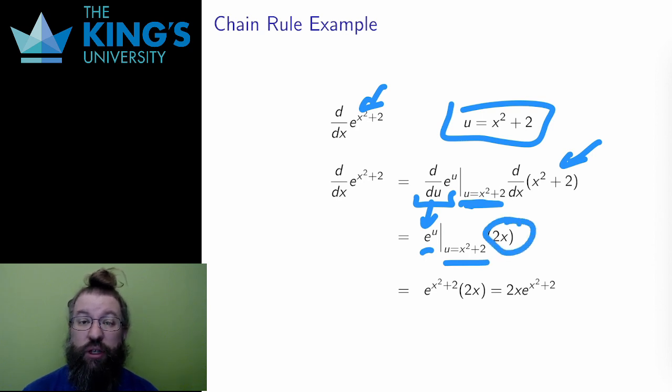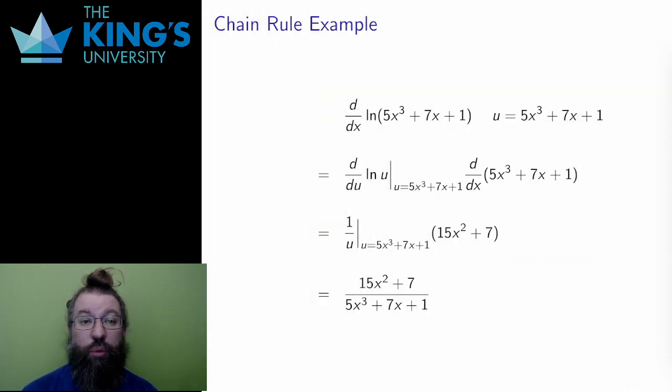Last week, I was more explicit with the steps of the polynomial derivatives, using linearity carefully. Now I'm going to be a bit more brief, going straight from x squared plus 2 to 2x. Now I do the evaluation, replacing u with x squared plus 2 in the first term, and the result is e to the x squared plus 2 times 2x. As before, I'll switch the order of the multiplication to get the more conventional order 2x e to the x squared plus 2. Here's one more example.